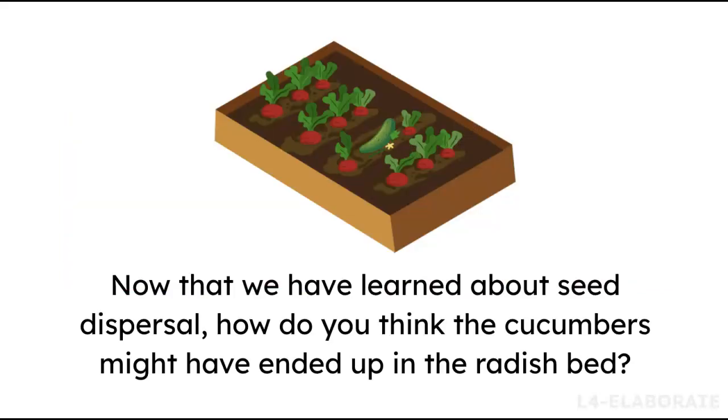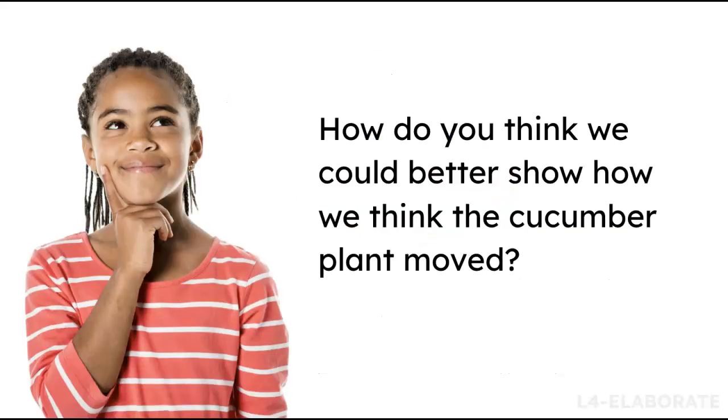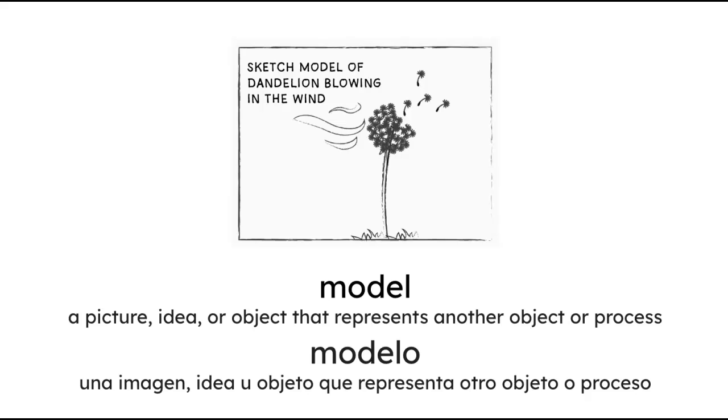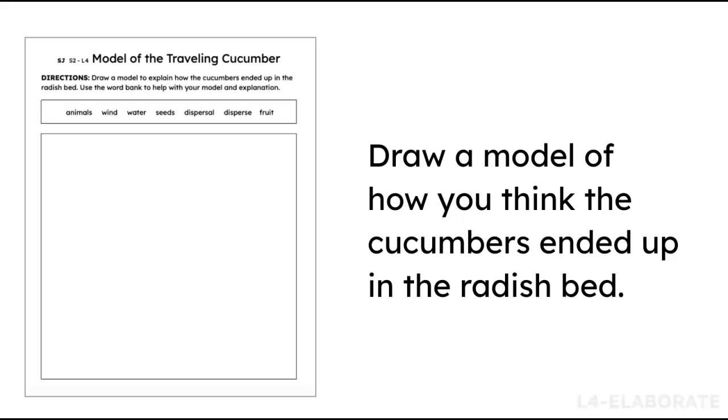For the Elaborate portion, you'll ask students that now that they have learned about seed dispersal, how do they think the cucumbers might have ended up in the radish bed? This will conclude the summary chart discussion. You'll then ask how they think they could better show how we think the cucumber plant moved and discuss models. You can post and discuss the model vocabulary card. You'll then ask students to draw a model of how they think the cucumbers ended up in the radish bed on the Model of the Traveling Cucumber student journal page.